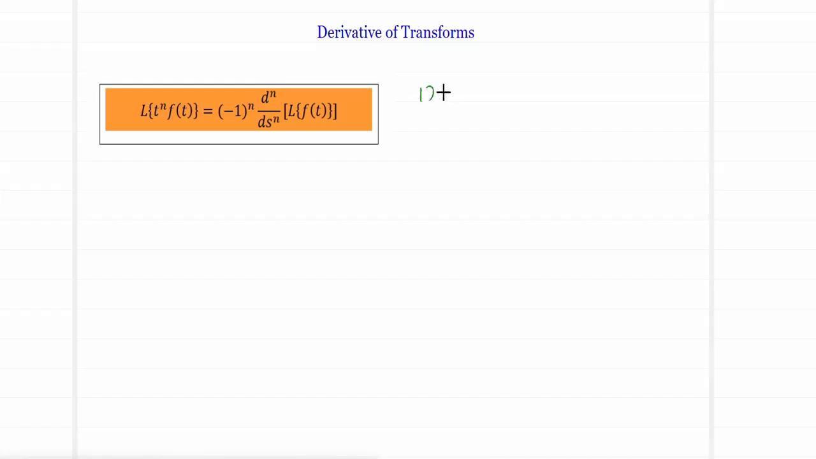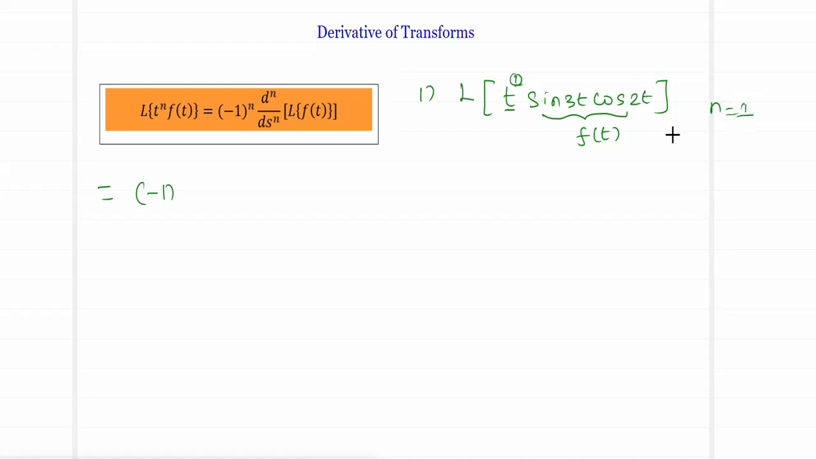Let me take the first problem: find Laplace of t into sine 3t cos 2t. Now what happens along with the t? You have something over here. Let me treat it as the function f of t. So by the formula, this is going to be nothing but t. What is the total power of t over here? It is going to be equal to 1. So now this gives me n is equal to 1 over here.